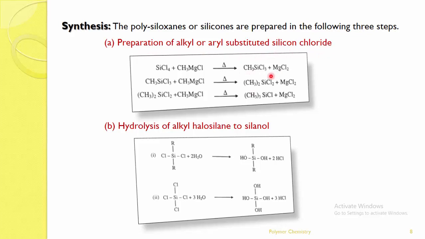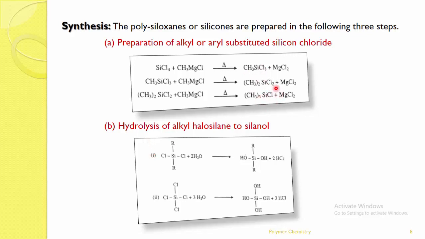Here we can see silicon chlorides. All these may be mono, di and tri. Halo substituted silicon chlorides can be synthesized, where simple SiCl4, that is silicon tetrachloride, plus a Grignard reagent, CH3MgCl, on heating forms CH3SiCl3. Likewise, it can form the mono, di and trichloro silicon chlorides.